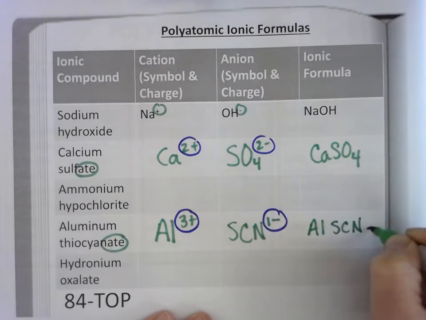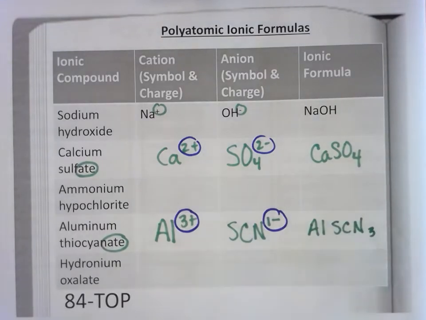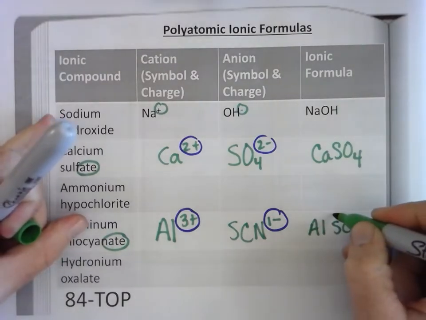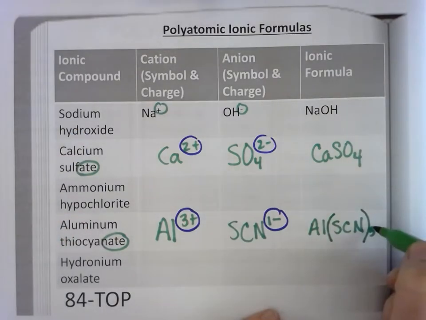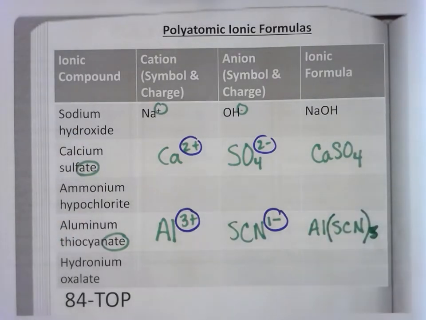Now if I write the 3 like that, I'm going to have 3 nitrogens. So if I need multiple polyatomics, I have to add parentheses. That's a 3. So I'm going to add.